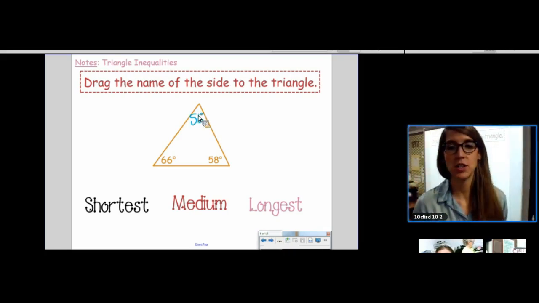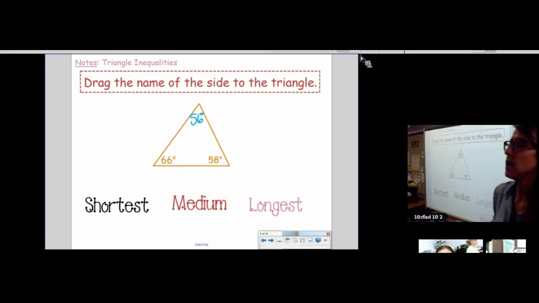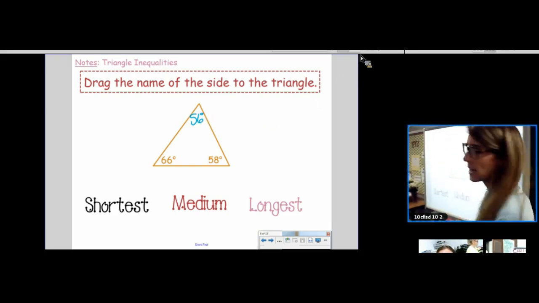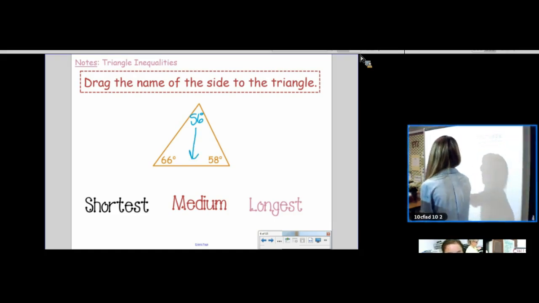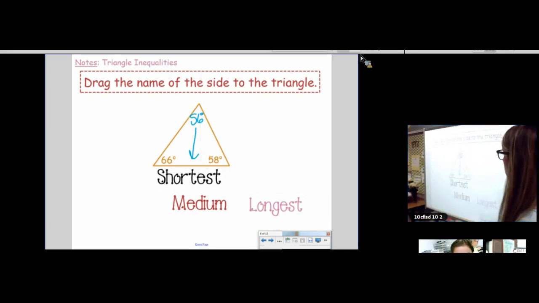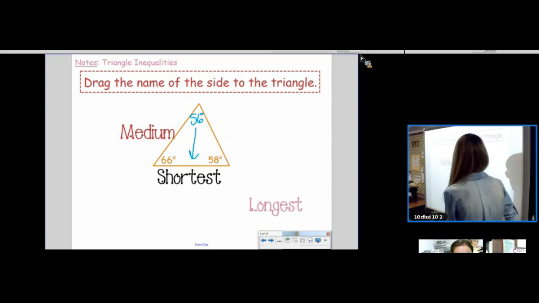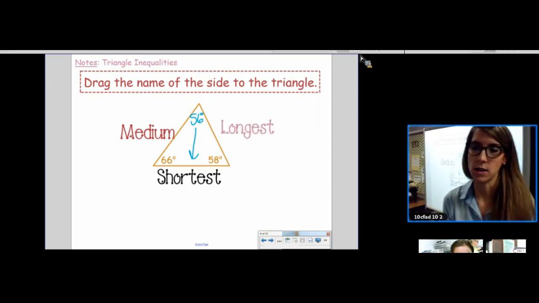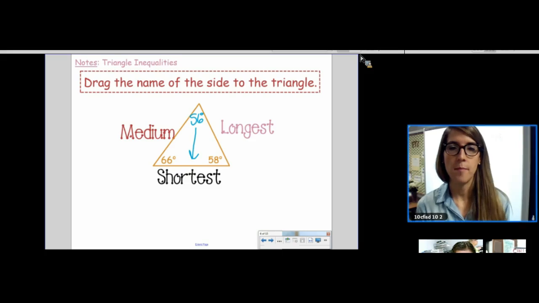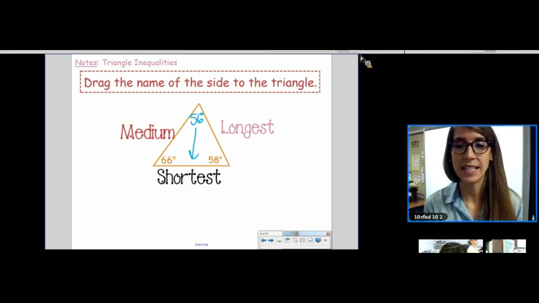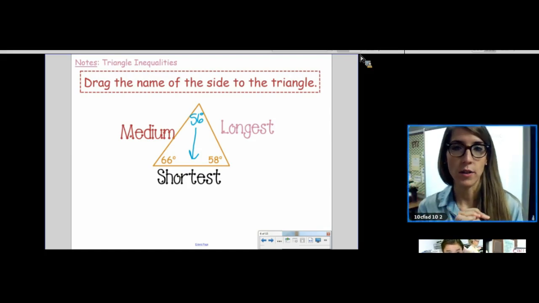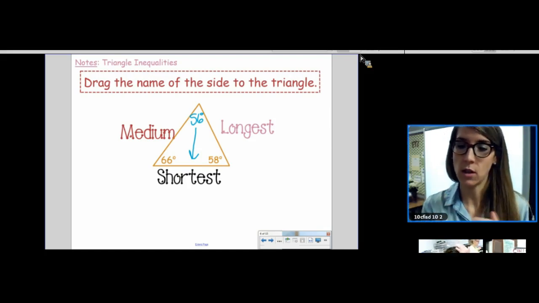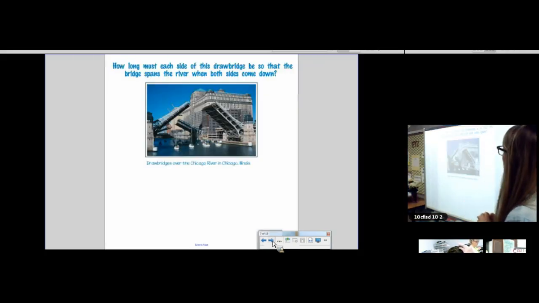Now we have enough information to label our sides. So our shortest side would be across from our smallest angle. 56 is our smallest angle. So we look across the triangle and there's our shortest side. Our medium side will be across from our medium angle. And our longest side will be across from our largest angle. Now, the drawings will not always be to scale because we don't want you to always use your eyes to choose the medium, short, and long. So you'll have to use the angles to find out which one is the shortest and the longest, not your eyes, okay? All right, next thing.